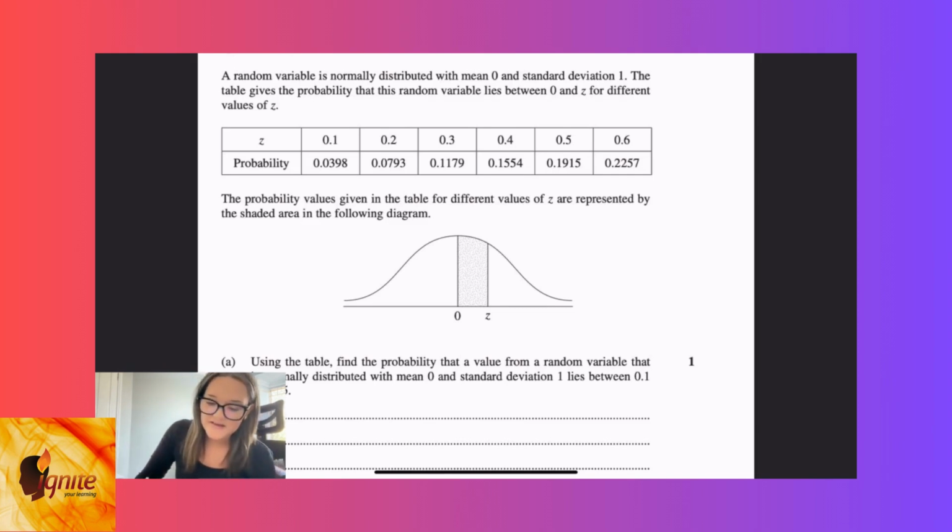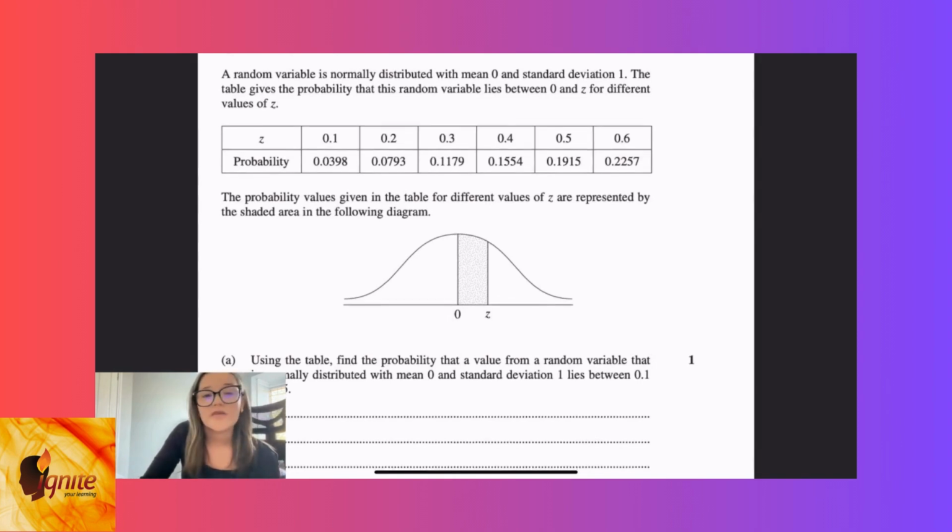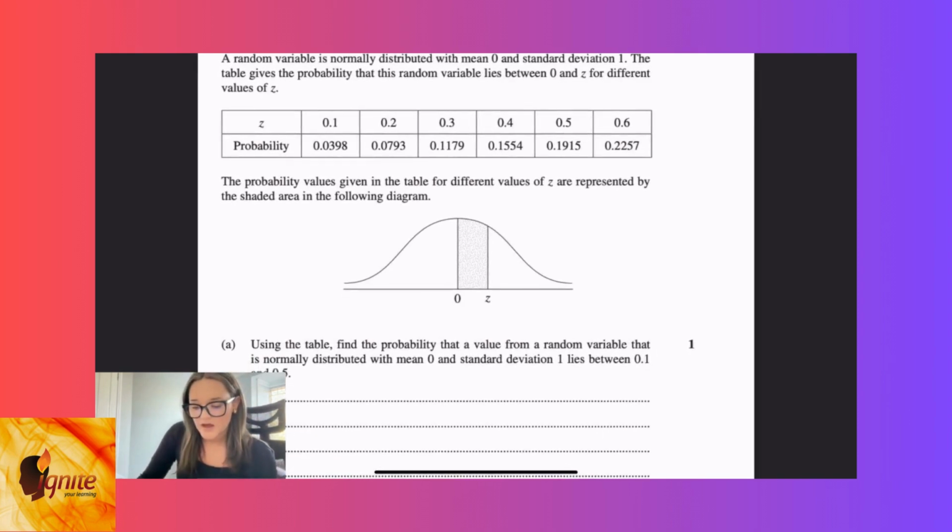We have a random variable that is normally distributed with a mean of 0 and a standard deviation of 1. And this table here gives a probability that this random variable lies between 0 and z for different values of z. So we have been given our probability z-score table here, so we know that we have to use it for this question. We're told here that the probability values given in the table for different values of z are represented by the shaded area in the following diagram.